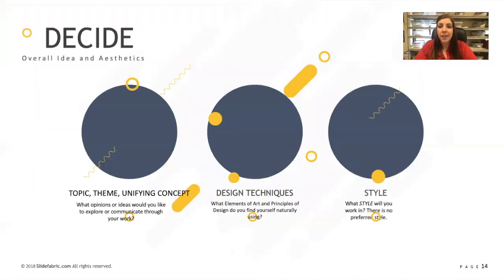All right, and then the things that you need to decide, and this is also going to be in the handout that is attached, is you need to decide what your topic, theme, or unifying concept will be. And you will have time to do this over the next month or so, so don't feel like you have to nail it down today. Think about what opinions or ideas you would like to explore or communicate through your artwork.